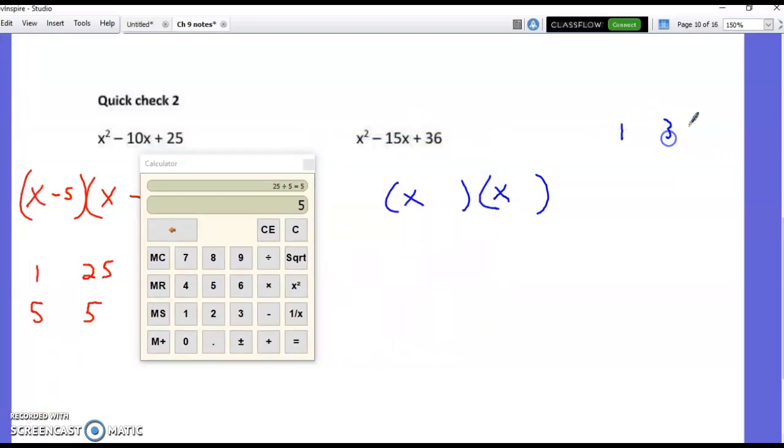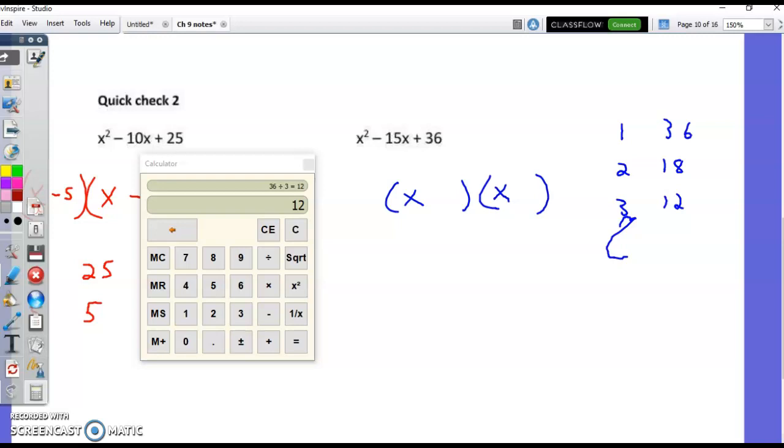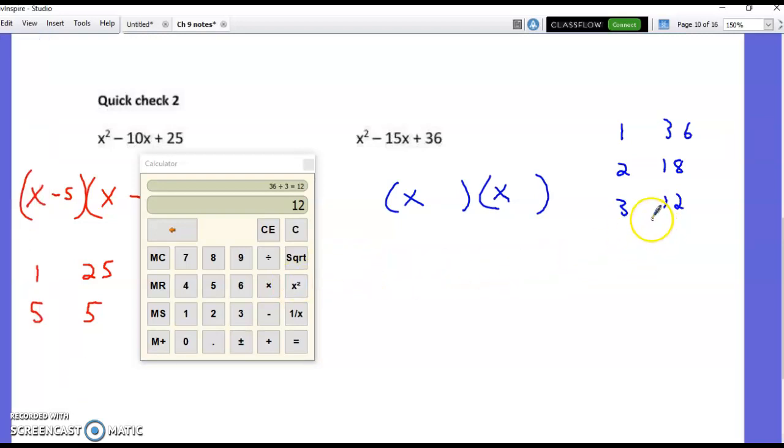So 1 and 36. 36 divided by 2, 2 and 18. 36 divided by 3, 3 and 12. As we go, we can also use the negative version of both of these because we're dealing with a positive. So I can stop there because I know that 3 plus 12 equals my 15. If you want to stop there, you can. You could keep going and get all your factors of 36.